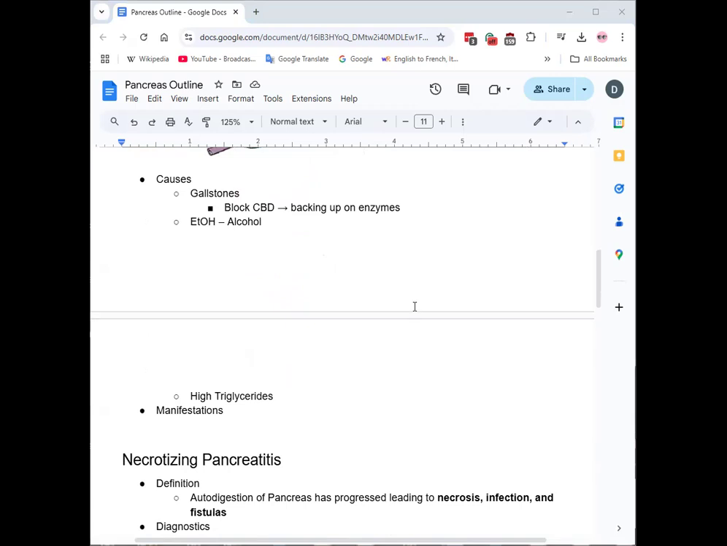And then the alcohol damages the pancreas. So this leads to inflammation directly.